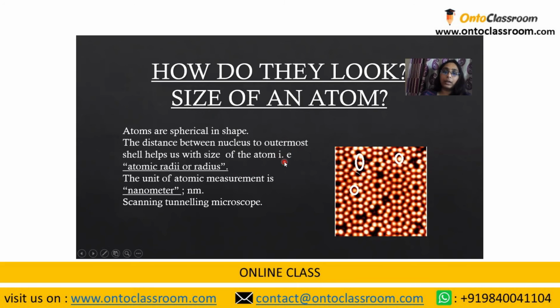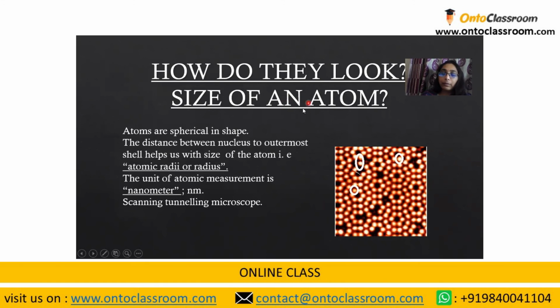How do we know the size of an atom? The size of an atom can be measured with the atomic radius. Just like we take the radius of a circle, we have the nucleus and the outermost shell. To know the atomic radius, we calculate the distance between the nucleus and the outermost shell of an atom. And we have a specific unit to measure its size, that is nanometers.